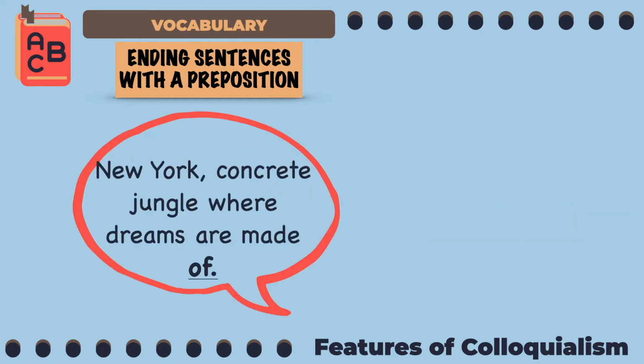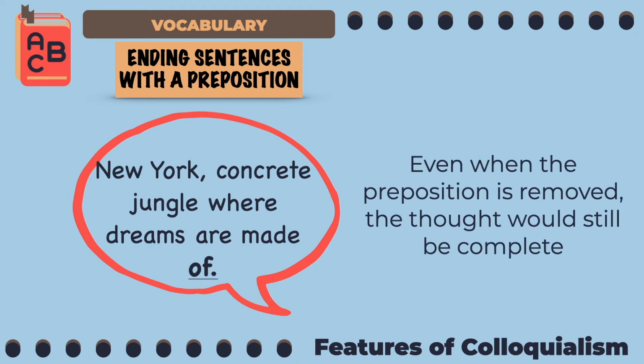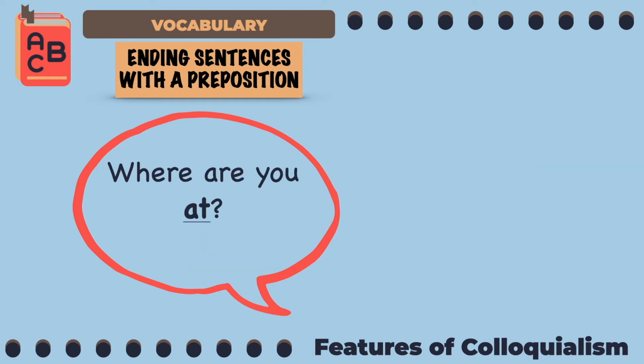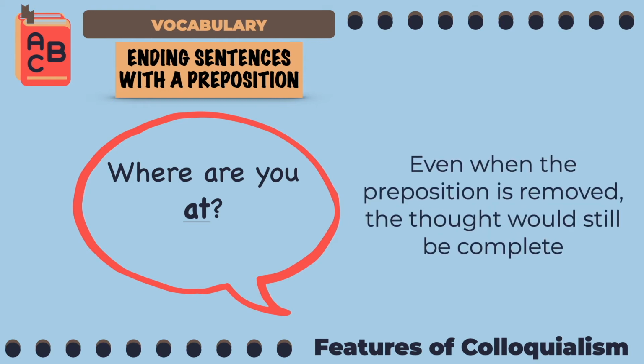Here is a sentence ending with the preposition. New York, concrete jungle where dreams are made of. In this sentence, it ends with the preposition of. Even when the preposition of is removed, the thought would still be complete. Where are you at? This sentence ends with the preposition at. Even when the preposition at is removed, the thought would still be complete.